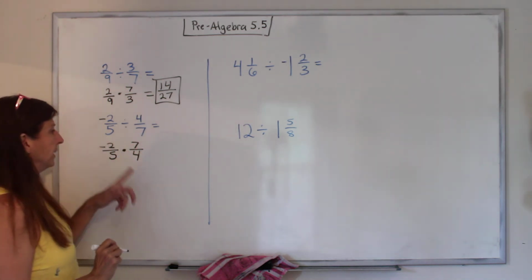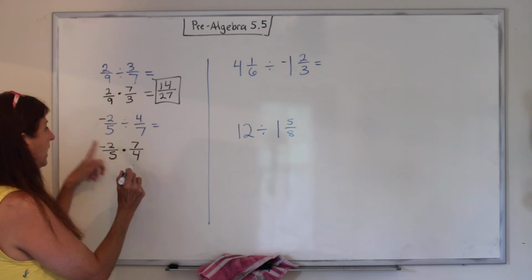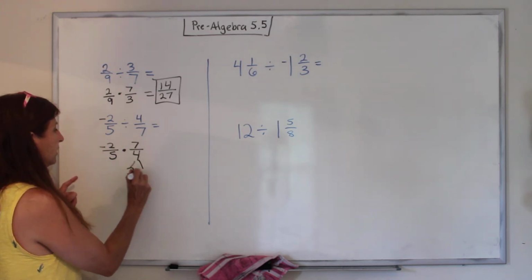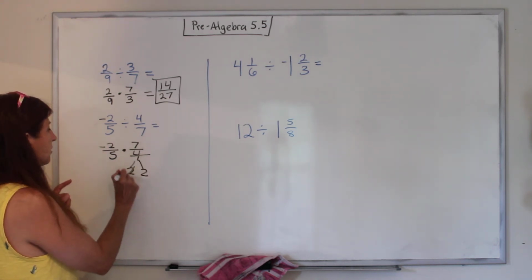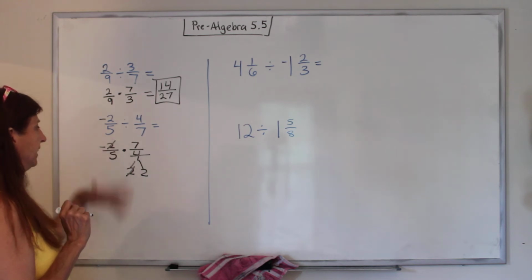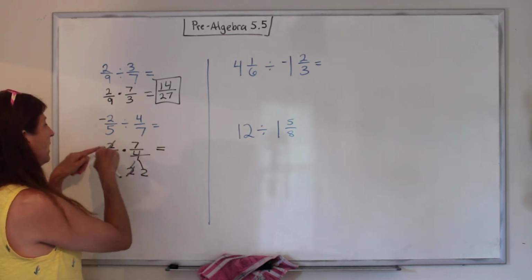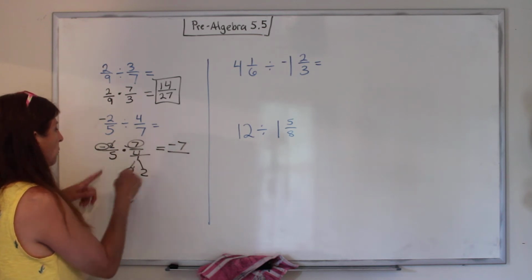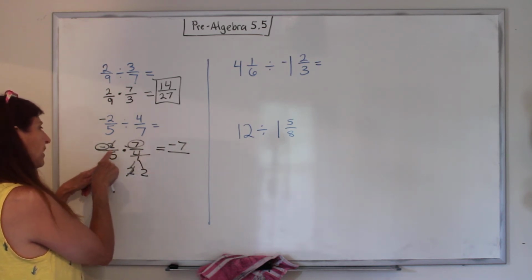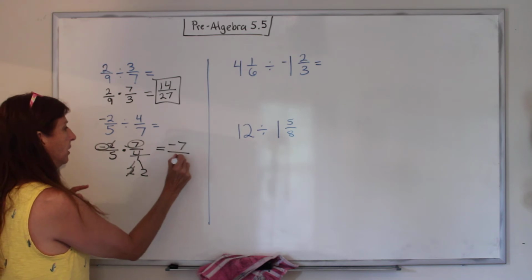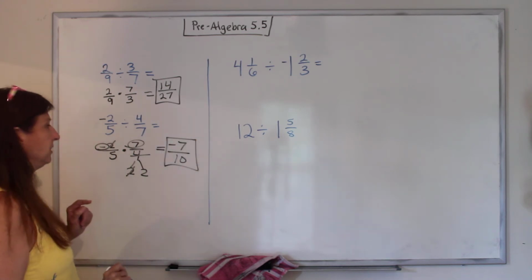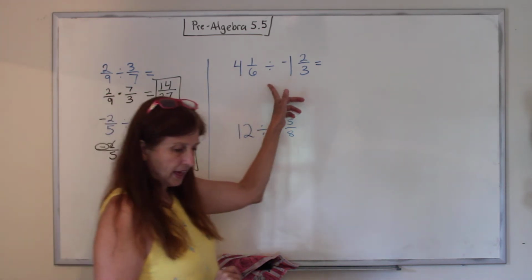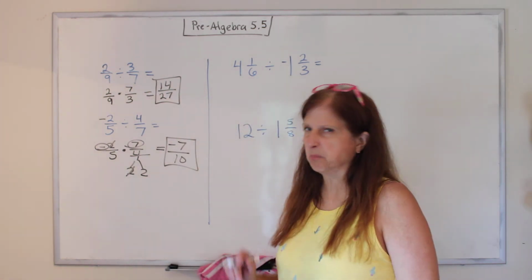Now I'm looking for anything that can cross out. And 4 is made out of 2 times 2, so those 2's can cancel out. Anything else? Nope. So what do I have still in numerator land? I have a negative and a 7. What do I have still in denominator land? 5 times 2. And that's the answer. Yay!